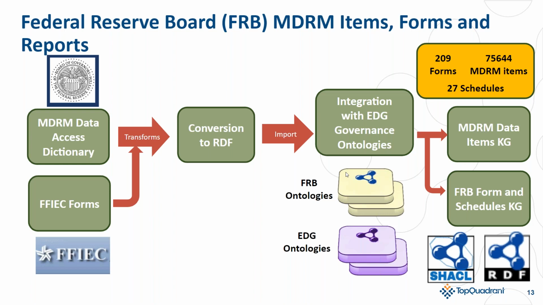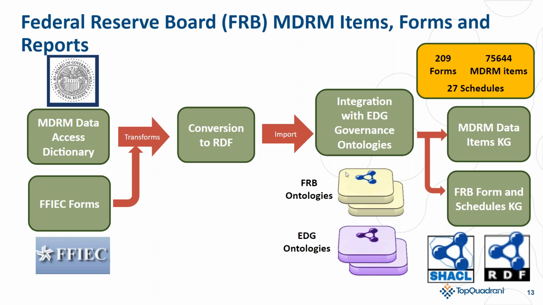In this case, we took information from the FRB and the FFIEC. The FFIEC has a number of forms that are sitting out there on the web. So what we did was we converted them to a knowledge graph as well and put them into an RDF format. Once they're in an RDF format, we can bring them in and apply the same ontologies that we've been talking about on the EBA side, but now we also have the Federal Reserve Board ontologies.